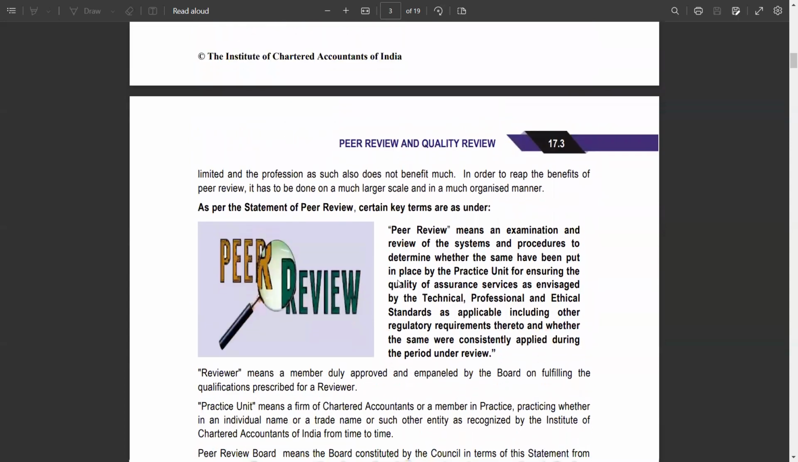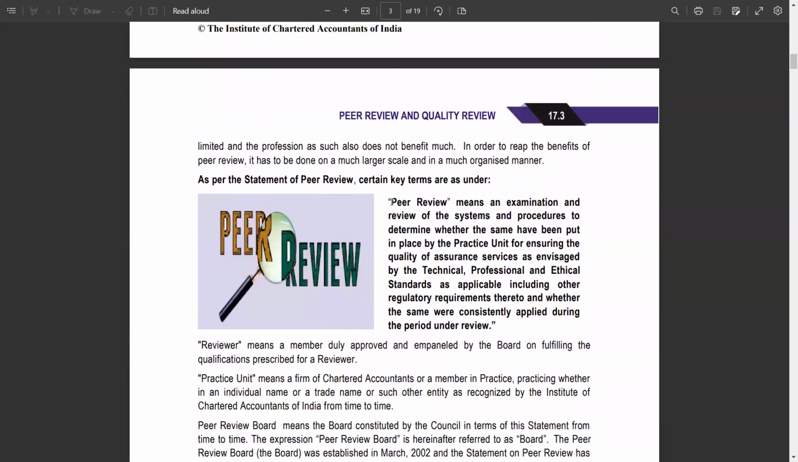So without any delay, let's come down to the definition of peer review. Let me tell you that there has been a change in the definition of peer review. Peer review means the examination and review of the systems and procedures to determine whether the same have been put in place by the practicing unit. So what do you mean by practicing unit? Practicing unit simply indicates the audit firm who is doing the audit of some listed clients or whatever, or you can say the unit or the firm of which the peer review is being done.